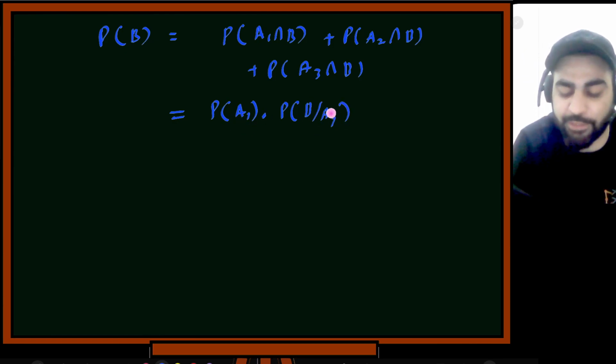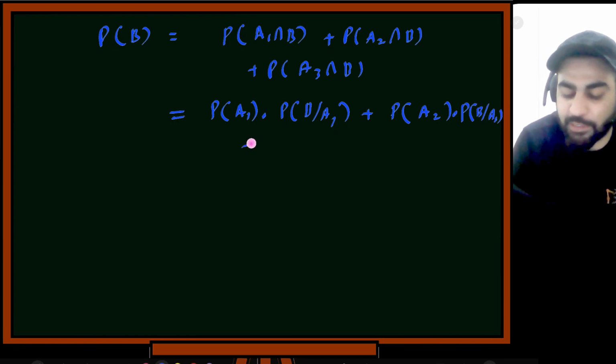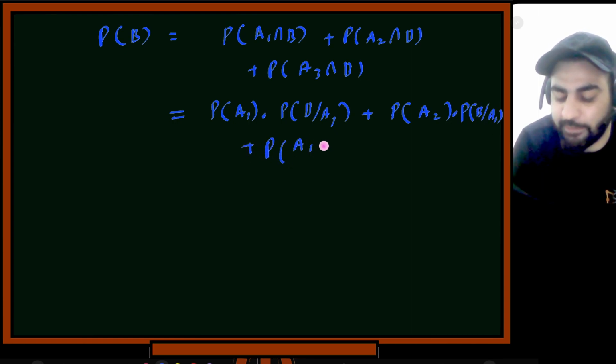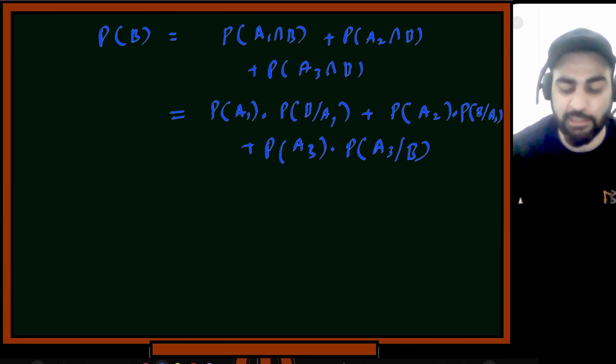This also I have given, this also I have given, plus probability of A2 multiplied by probability of B given A2 plus probability of A3 multiplied by probability of B given A3. So how many of you understood this so far? Now the setup is like this.